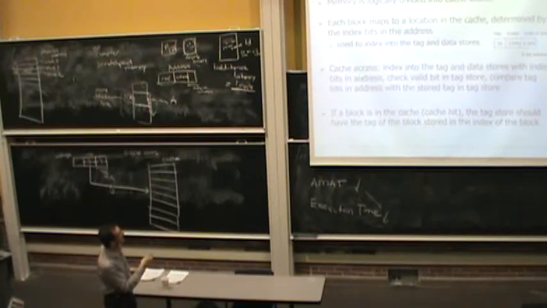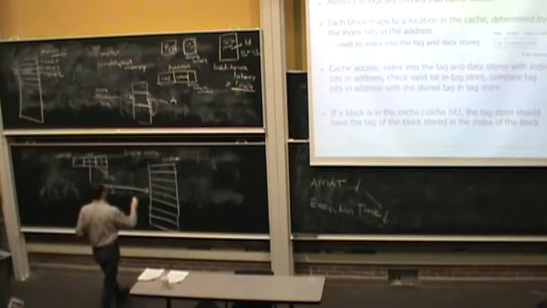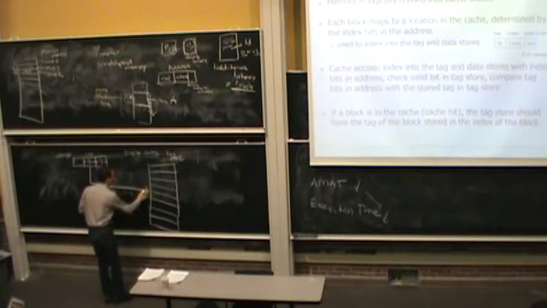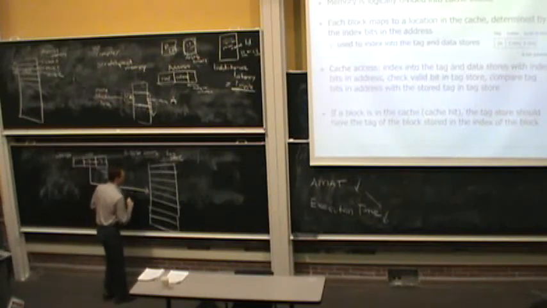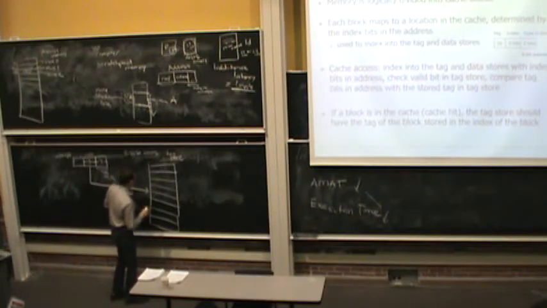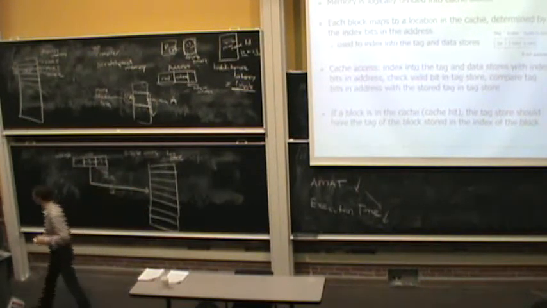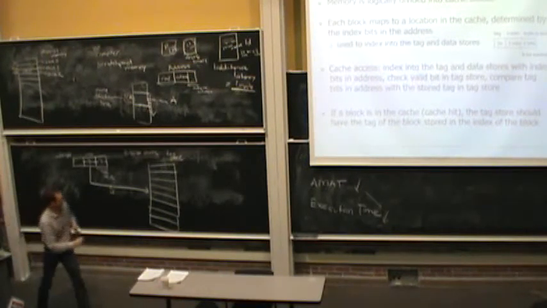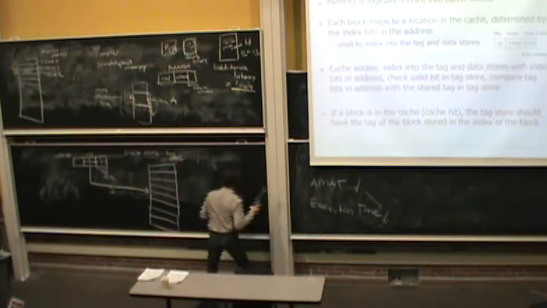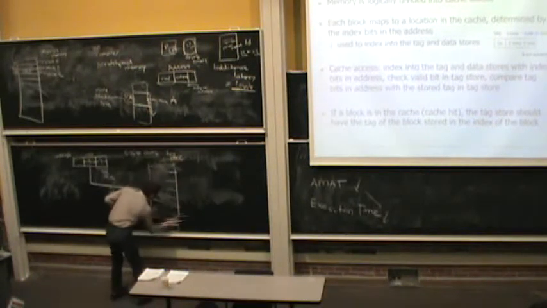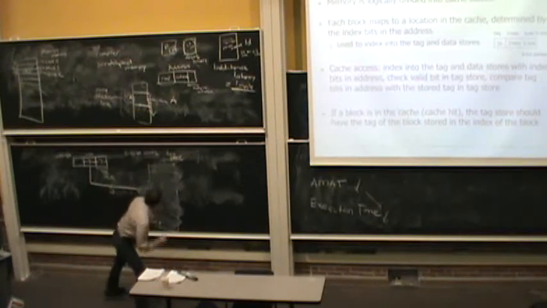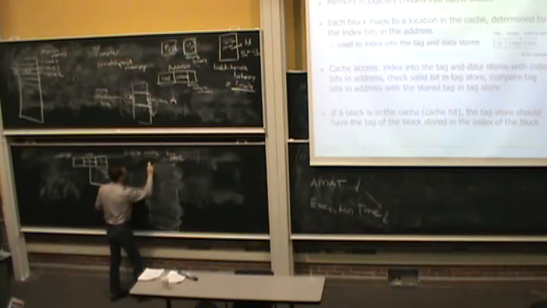So how do you access the cache? Basically, you divide this into the tag store and the data store. You index into the tag store with the index bits in the address. Let's create some space for other logic.